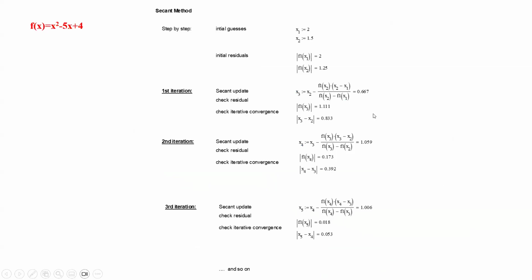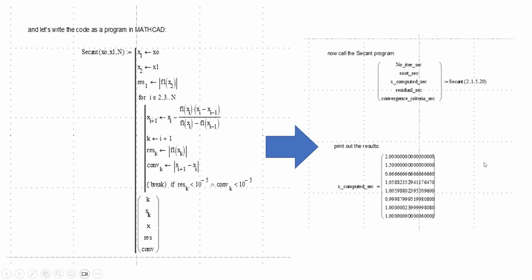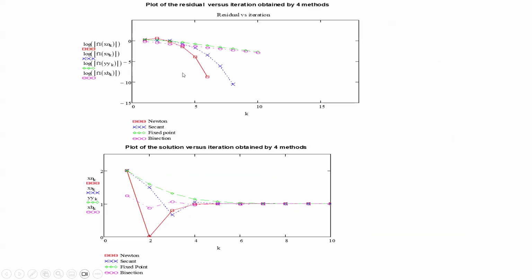This is about the secant method. See that these two initial guesses are given, and then we plug them in and find the first, second, third, and so on. This is the comparison between these four methods that we learned in this lecture and the previous one. As you can see, the Newton-Raphson method is the fastest method for finding simple roots. After that, the secant, and then the bisection and fixed point iteration.